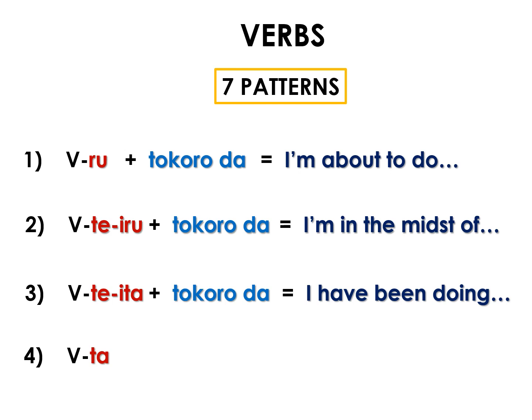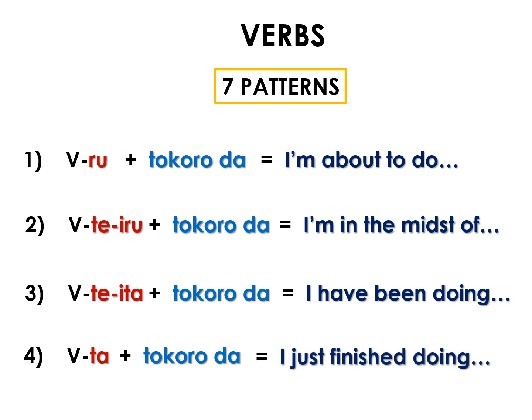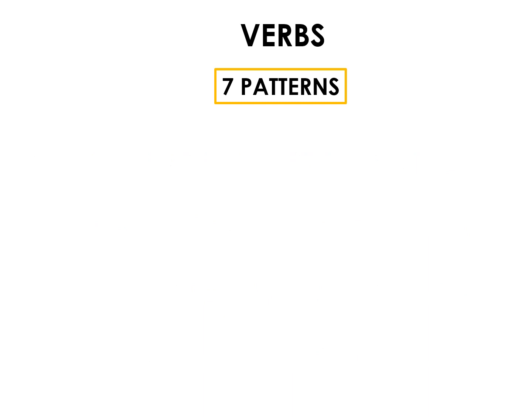And the last pattern uses the plain past or the ta form of the verb, plus tokoro da. Ta tokoro da means I just finished doing the action. These are the 4 main takeaways of this lesson. The next 3 patterns are less frequently used, but are equally important.